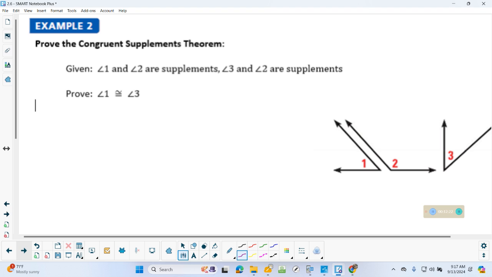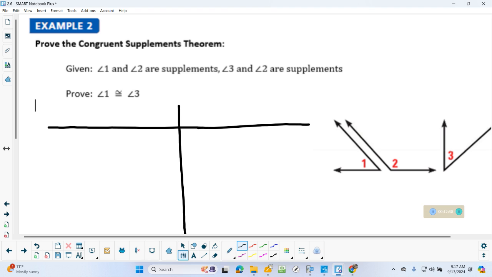Hey, should we write another proof? Why not? Okay, so first, man, they didn't even give you the 2-column layout here. I'm going to draw one in. I'm just going to write S and R, statements and reasons. Let's not get any more carried away than that. Let's fill in our given. Here we go. Angle 1 and angle 2 are supplements. I'm going to have to abbreviate.